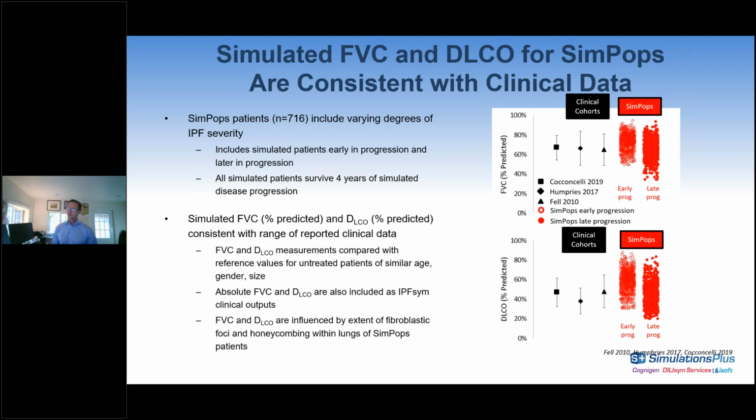And so again, you can see that our SimPops, the simulated patients within the SimPops, line up very nicely with the range of FVC reported in the literature. Again, you can also see the shift as you move from the early progression patients versus the later progression patients, with a declining respiratory function indicative of the disease progression.